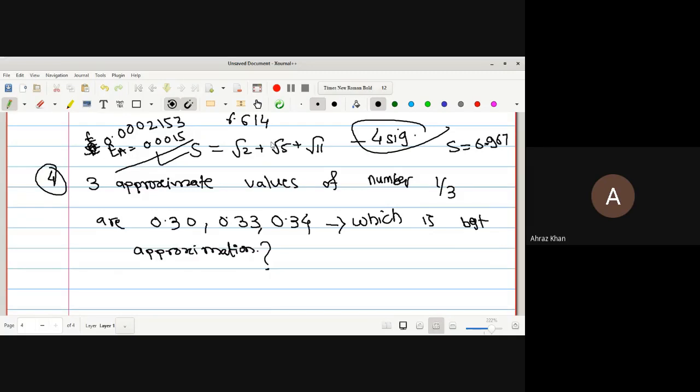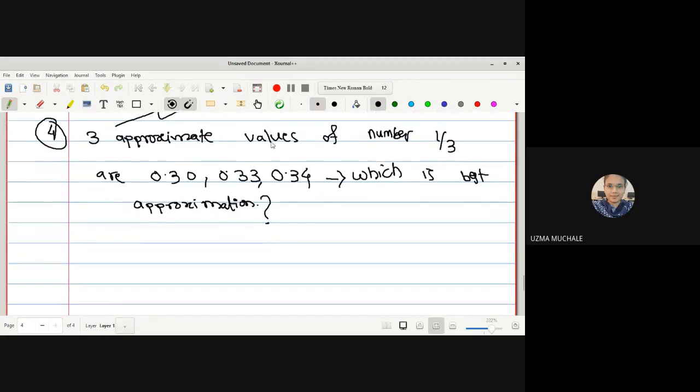Ma'am, how to find the best approximation? That I will show you. Have you completed the first example, everyone? Yes, ma'am. Okay. Let us go for the next one. We have to find out the best approximation among all these numbers, right? For that, we'll find out the absolute error among all of them. So how to find out absolute error?